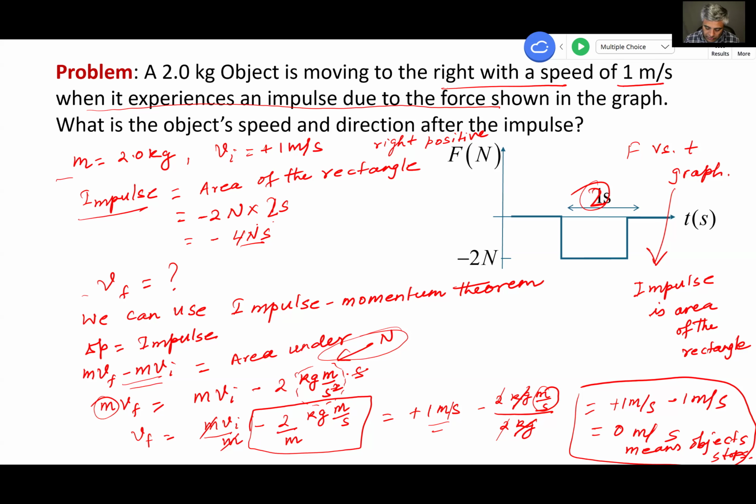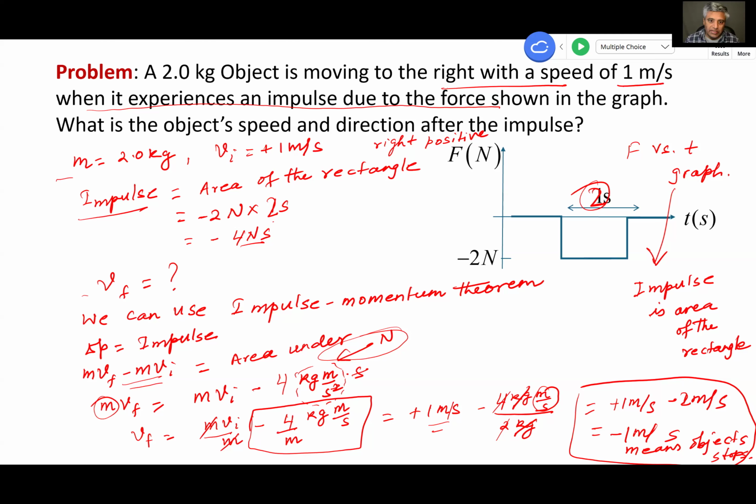So eventually what we're gonna get is this gonna be 4. This is gonna be 4. And this is gonna be 4. And now 4 divided by 2 is 2. So that is -2. So the final answer is now -1 meter per second. So what does that mean?